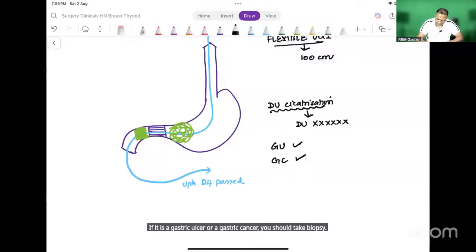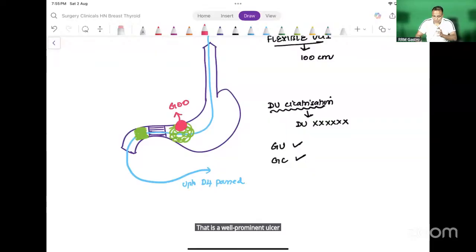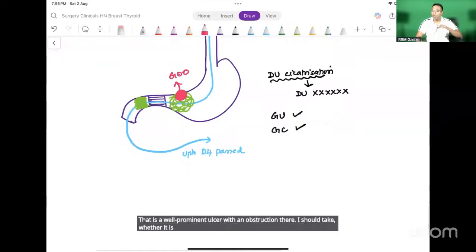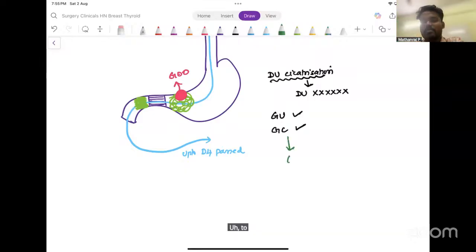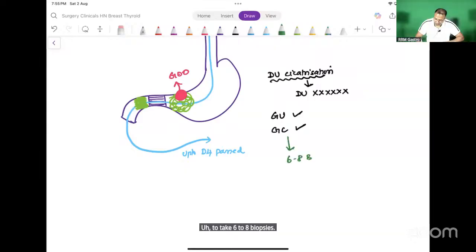If you see an ulcer in this place, let us assume this is an ulcer causing GOO. There is a prominent ulcer with an obstruction there. Whether it is an ulcer or cancer, we don't know, but I should take biopsy from it. How many biopsies should I take? I have to take 6 to 8 biopsies, sir. Yes, 6 to 8 biopsy tissues should be taken with the biopsy forceps, number 1.